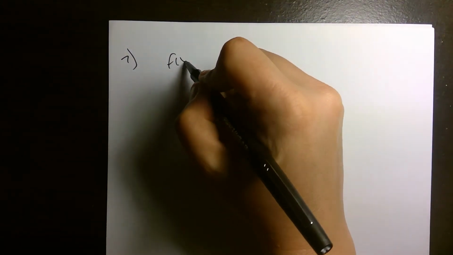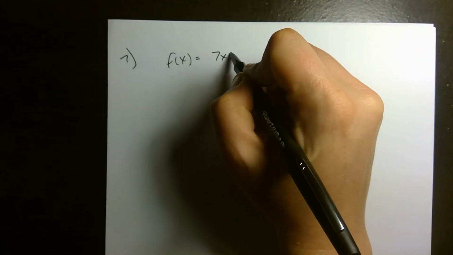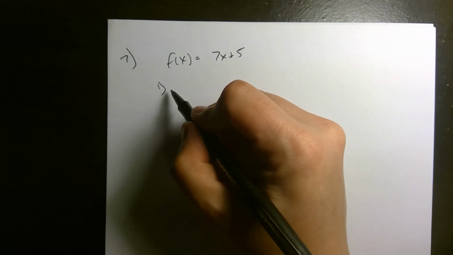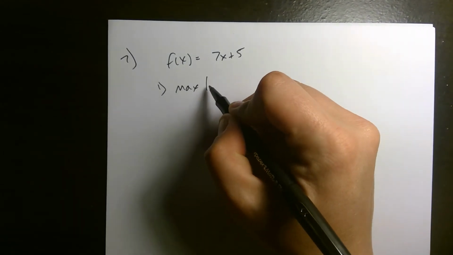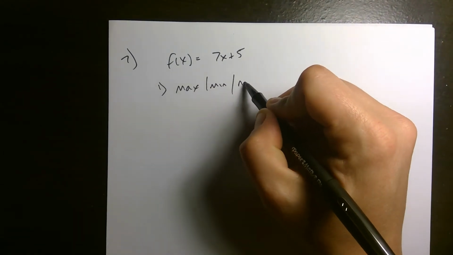All right, number 7. The problem is f of x equals 7x plus 5. And the question that we're trying to figure out here is, does this thing have a max, min, or neither?